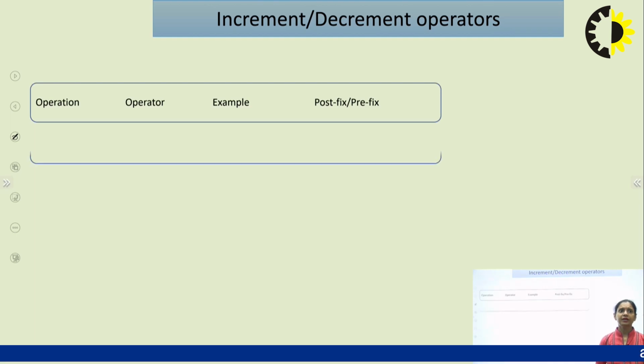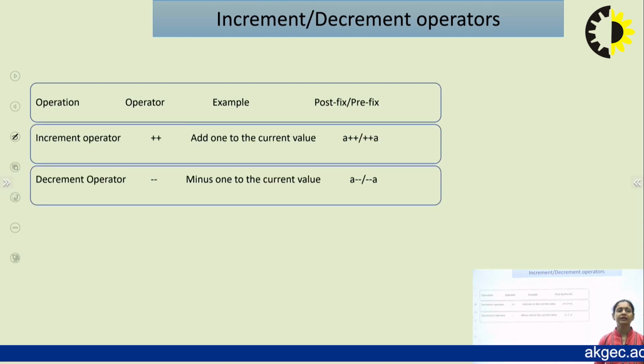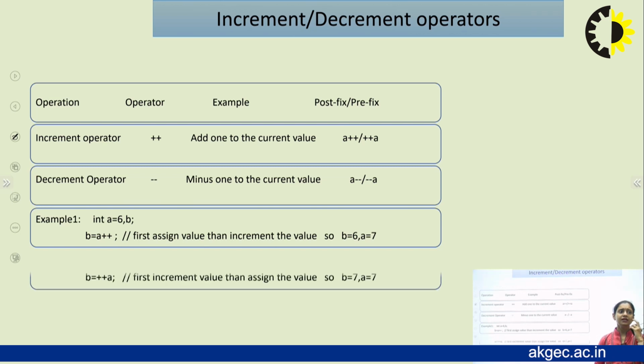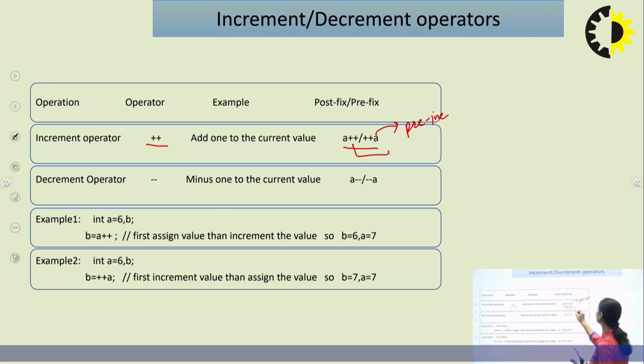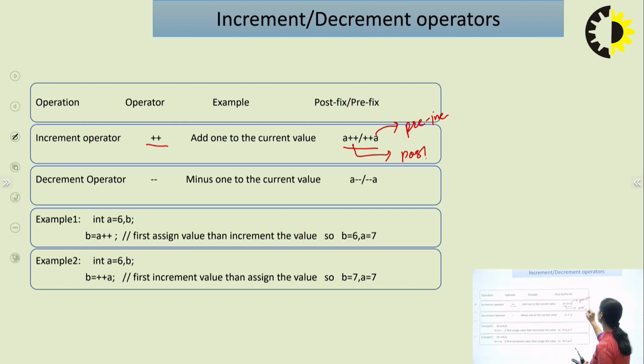The next type of operators that we have are the increment-decrement operators, which are the unary operators. So the increment operator, what does it do? It could be either a pre-increment operator or a post-increment operator. When we put the operator before the variable, that is pre-increment, and when we add the operator at the end, that becomes the post-increment.